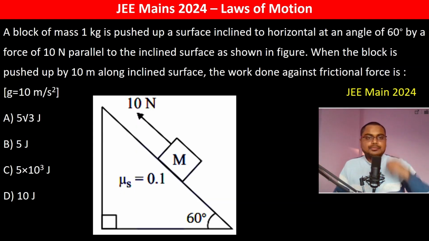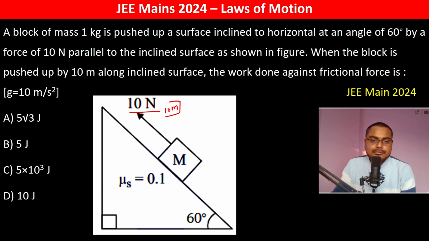The block of mass 1 kg is pushed up a surface inclined to horizontal at an angle of 60 degree by a force of 10 Newton. Okay, ऊपर हम लोग भेज रहे हैं और ये 60 डिग्री. Okay, when the block is pushed up by 10 meter, ये कितना ऊपर गया, 10 मीटर गया.